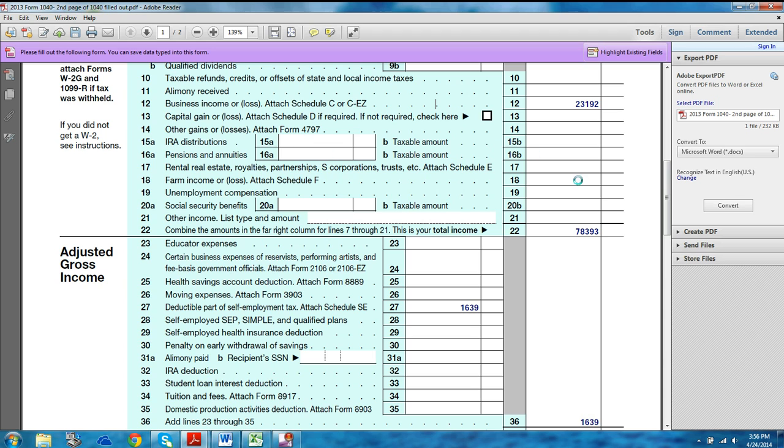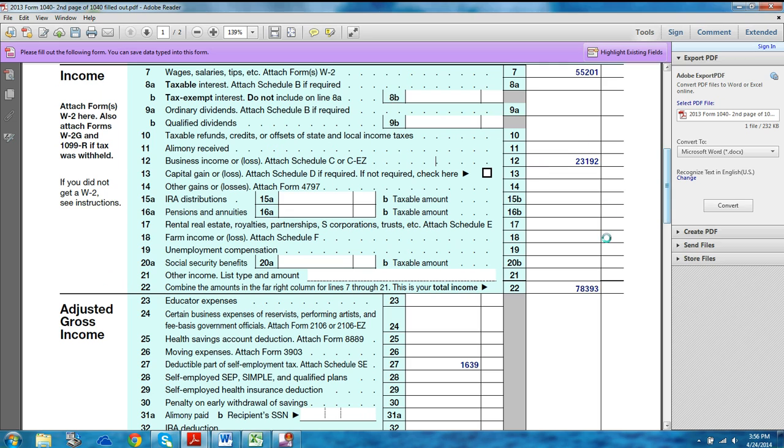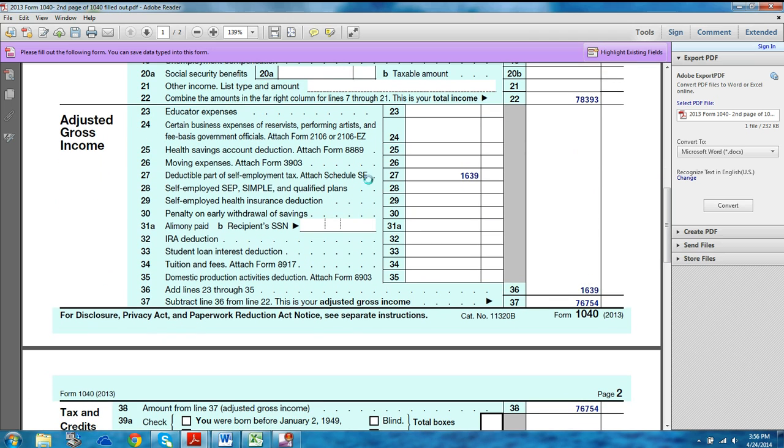So that's pretty much a quick summary of all the income. You put all your income up here, and then you subtotal it right here. So John Doe's got $78,393 of income. Then you come down here.